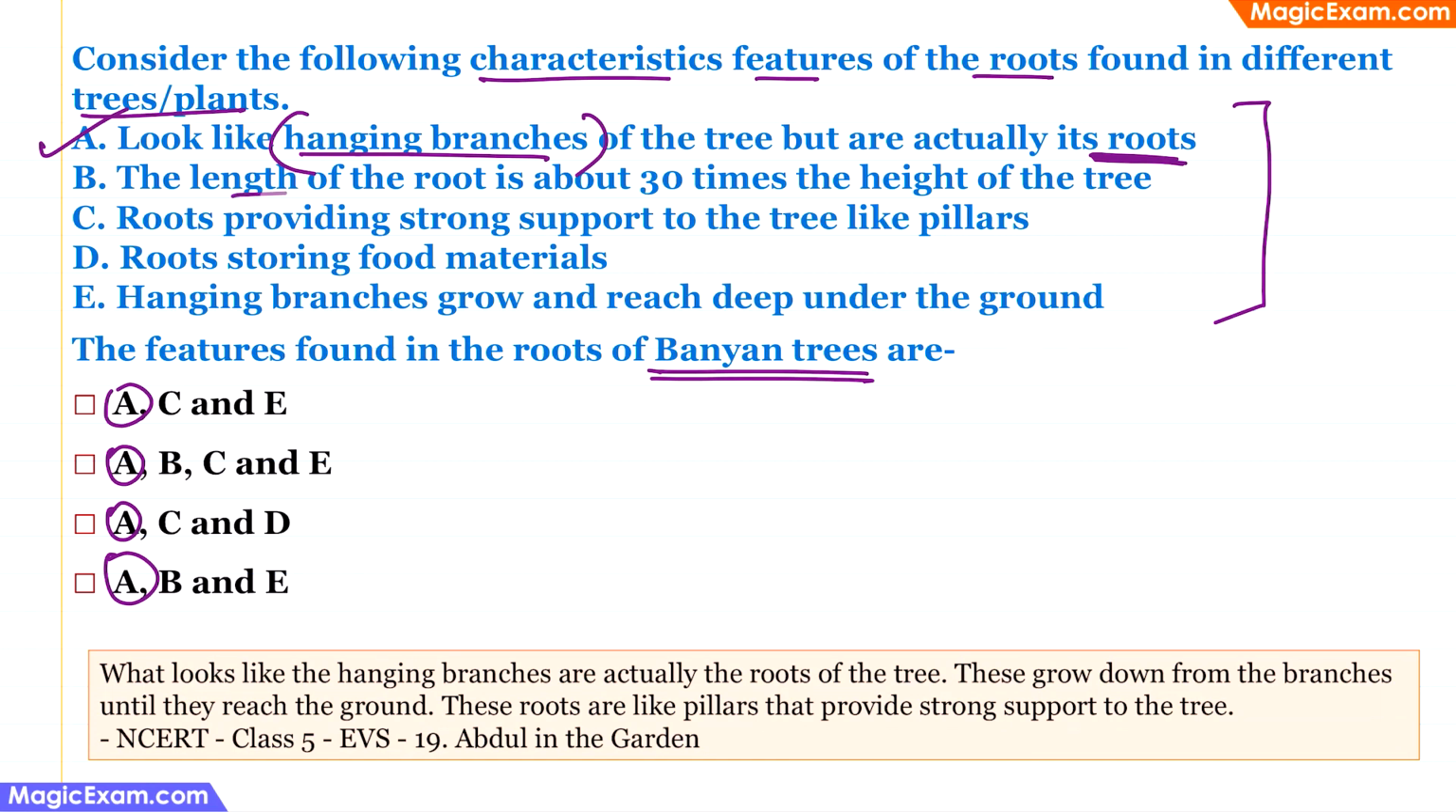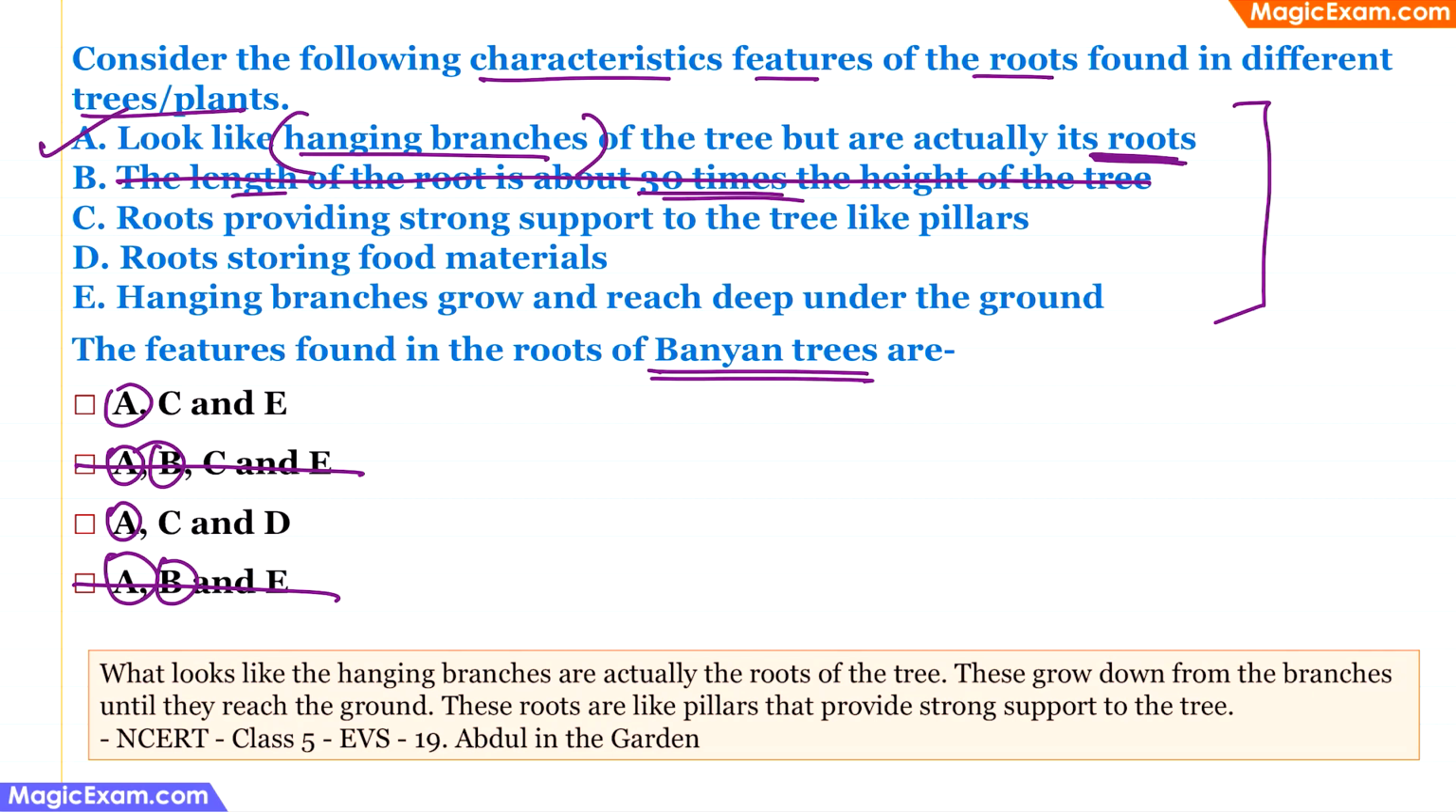Next, the length of the root is about 30 times that of the height of the tree. Now this statement has been mentioned in the context of a desert oak in the EVS textbook and not about banyan tree. Therefore this is incorrect. Therefore, we can eliminate any of the answer choices which have B in it. Option 2 has B in it, so eliminate. The last one has B in it, so eliminate.